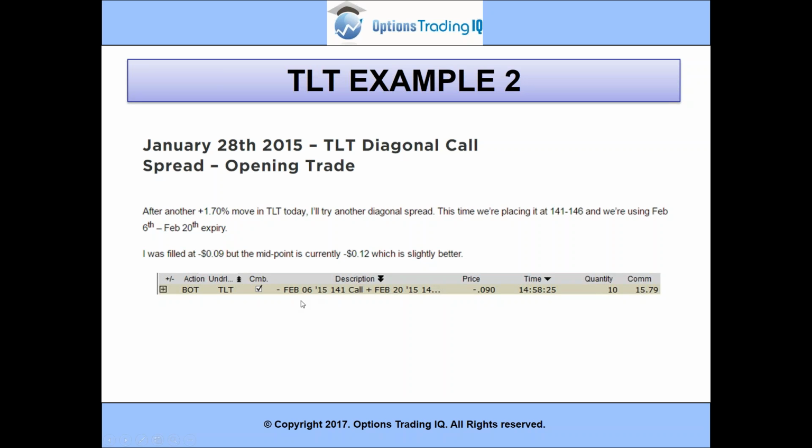So Jan 28th, going out about 9 days or so. Feb 6th, 141s. Again, TLT was at about 137 at the time. Selling the 141s, going out 2 weeks and buying the 146s. So again, 5 points wide, 10 contracts, we're risking about $5,000.